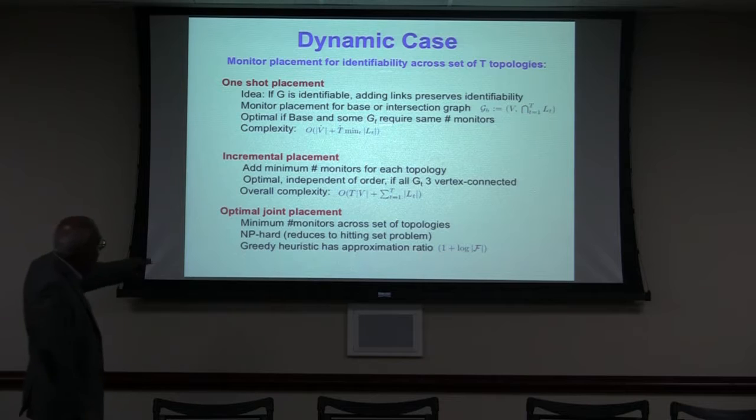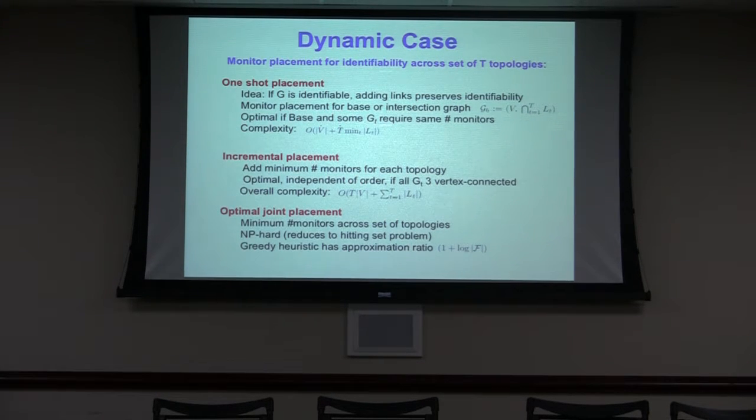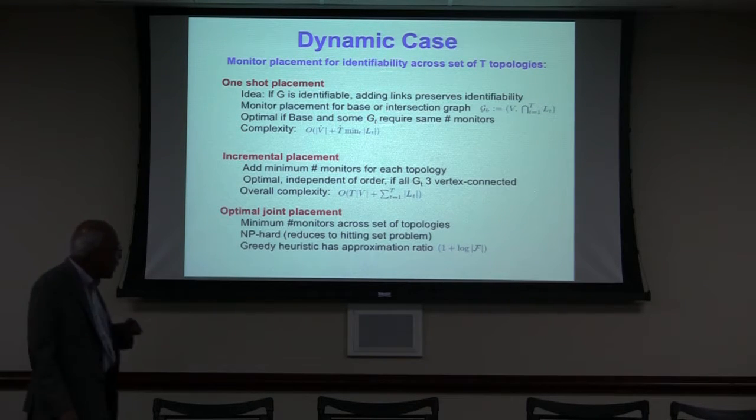So what we'd like to do is optimal joint placement, which is: what is the minimum number of monitors I need in total that works for all these topologies? And of course, it's simply hard. Sorry, what is the script have? Scriptless. So I'll come to that in a second.